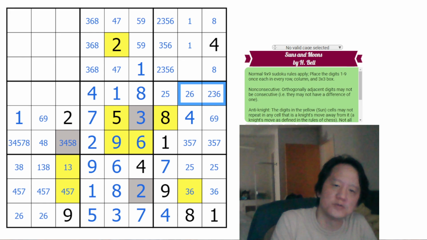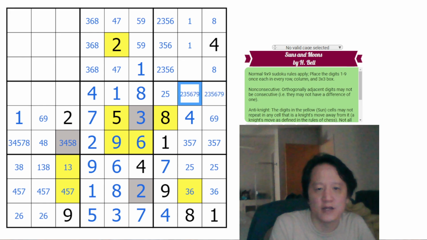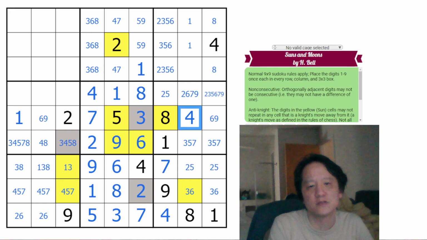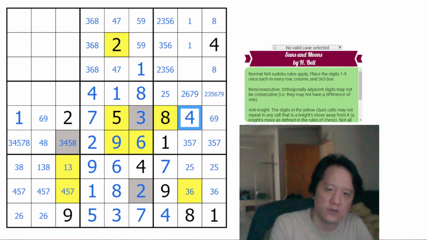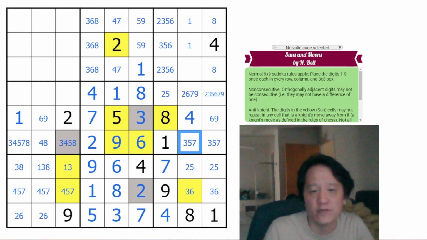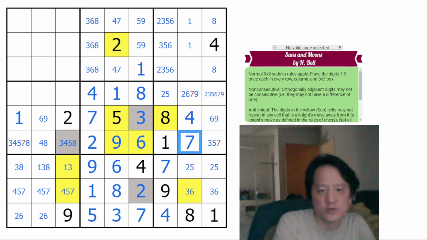This could be 6 or 9. We already have the 2. It could be 3, 5, 7. So it cannot be 3 or 5 because the 4 is here. This can't be 3 or 5. So this is 7.